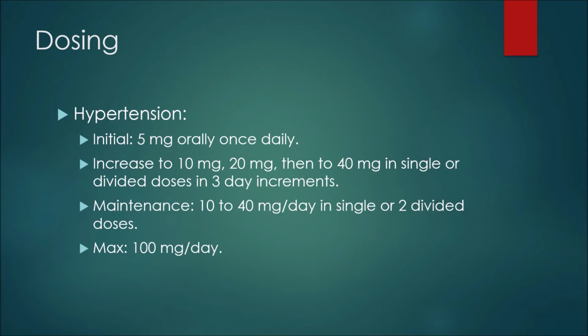Now for an example of dosing with Minoxidil. In the treatment of hypertension or high blood pressure, the initial dose would be 5 milligrams orally once daily. They would then increase the dose to 10, 20, and then 40 milligrams in single or divided doses in 3-day increments. The maintenance dose would be 10 to 40 milligrams per day, again in single or 2 divided doses, and the maximum dose would be 100 milligrams per day.